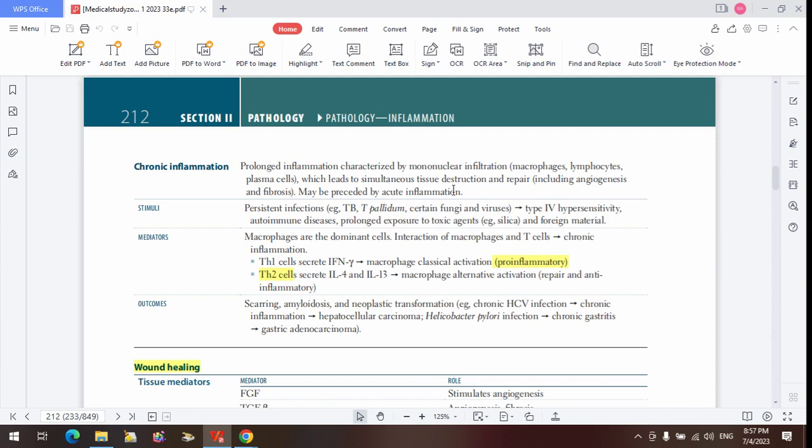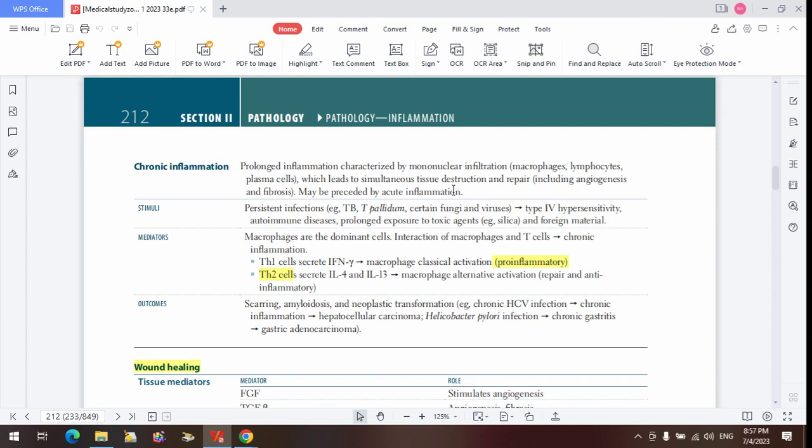So chronic inflammation is a prolonged form of inflammation in response to a persistent stimulus, in most situations attracting the mononuclear cells, which include the macrophages, the lymphocytes, and the plasma cells, not neutrophils. And at the end of the day, they are going to cause tissue damage and tissue repair.